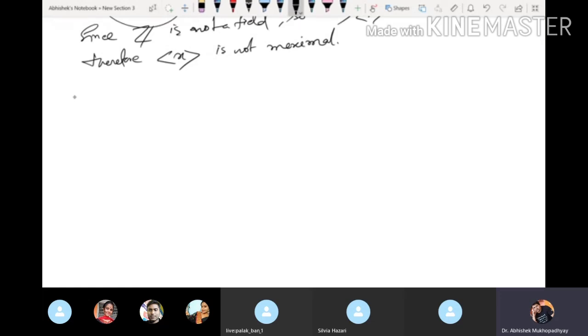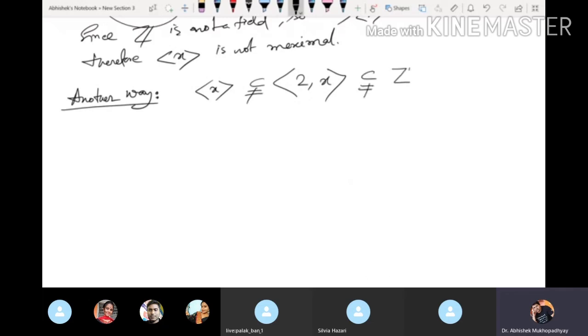Also, another way to look into this problem is that if you look at the ideal X, then this ideal X is a proper subset of the ideal we have considered in problem 1, that is the ideal generated by 2, x. And the ideal generated by 2, x is also a proper ideal in Z[x].